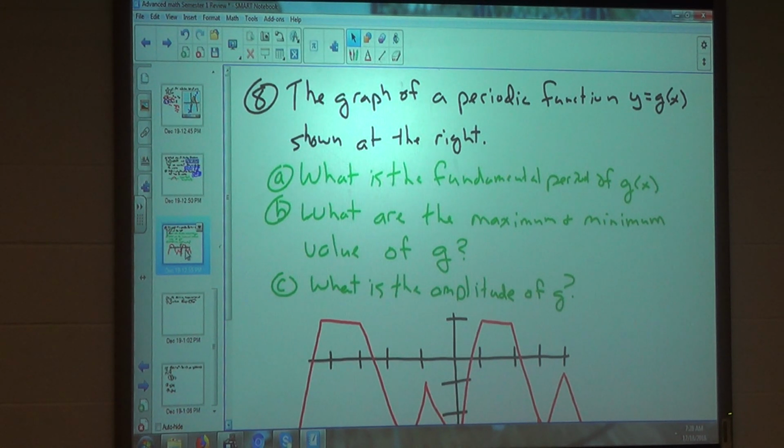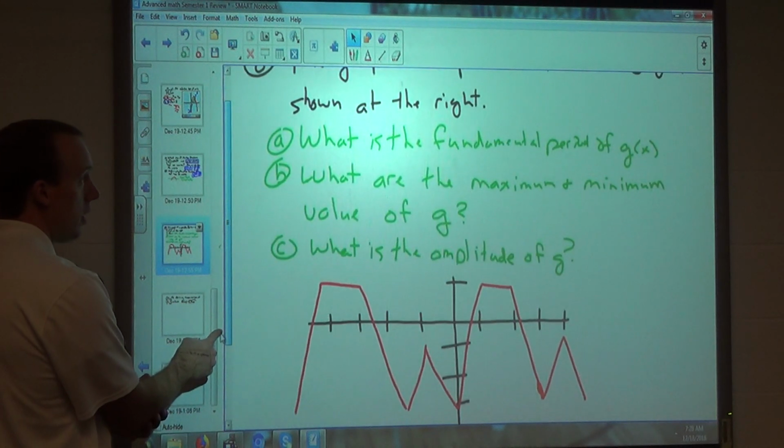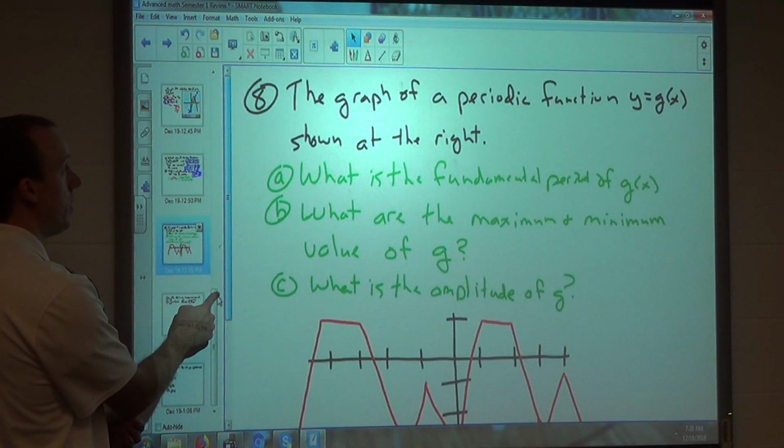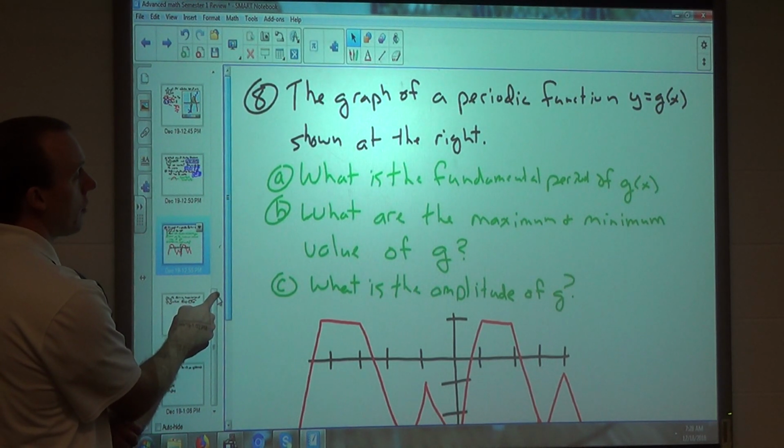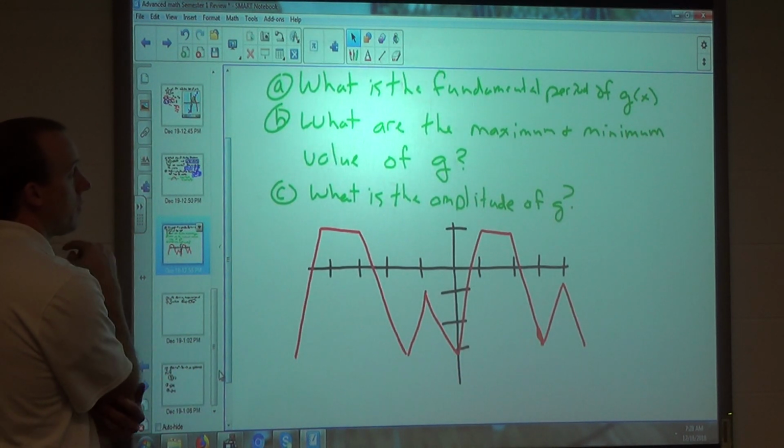The graph of the periodic function y equals g of x is shown at the right. What is the fundamental period? What are the maxes and mins? And what is the amplitude? Okay, so we got a picture here. Not a spectacular picture, but a picture nonetheless. It's actually shown below here. Okay, what is the fundamental period?